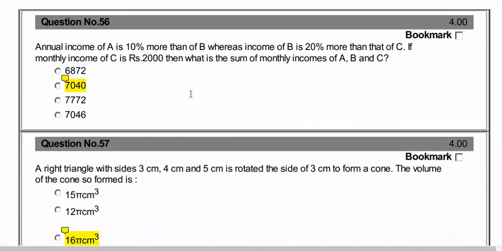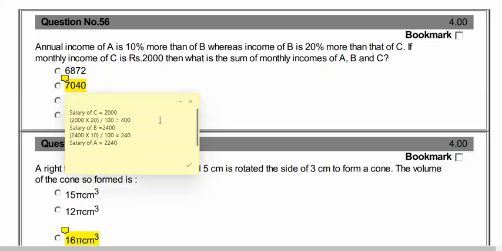The annual income of A is 10% more than that of B, whereas the income of B is 20% more than that of C. If the monthly income of C is Rs 2000, then what is the sum of the monthly incomes of A, B, and C? Option B is right, 7040.